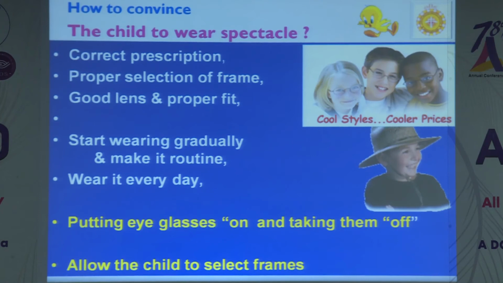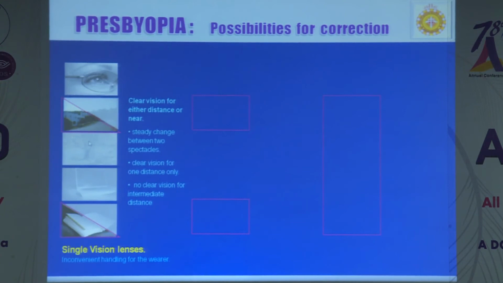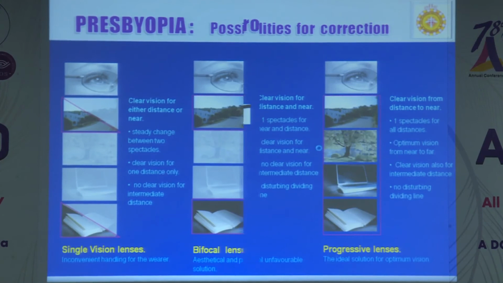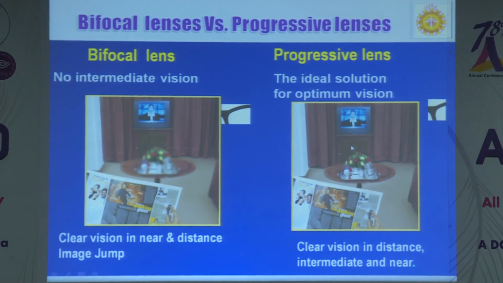So what are the choices for presbyopia? It can be a single reading glass, or a bifocal, or a progressive glass. The problem with the bifocal is that the intermediate area will not be seen, but with the progressive you can have the intermediate area also. But the problem with the progressive glass is that the fitting should be very correct.